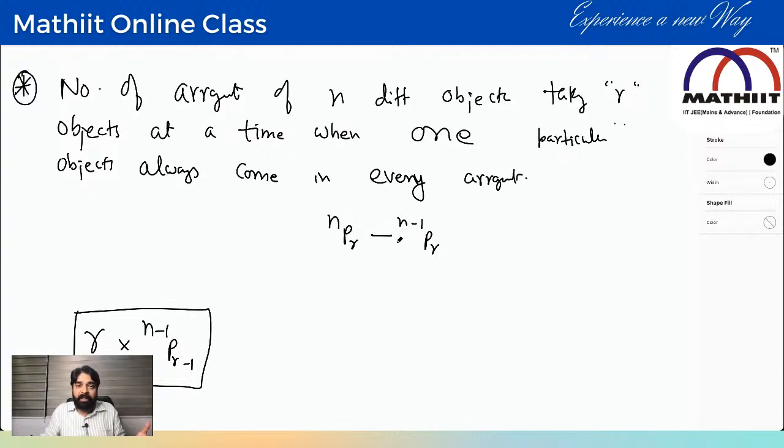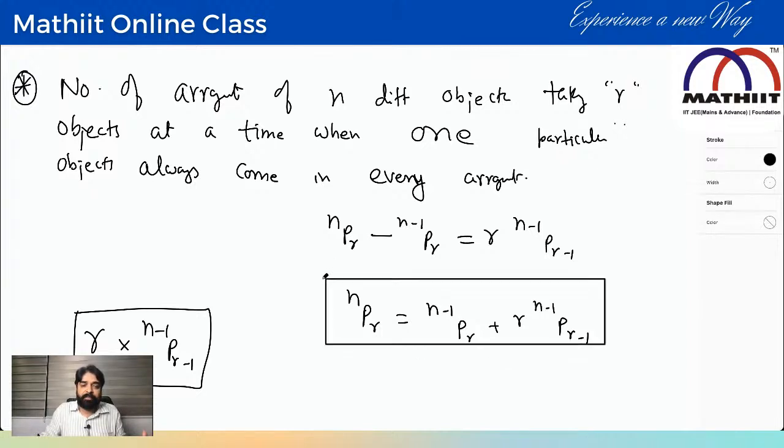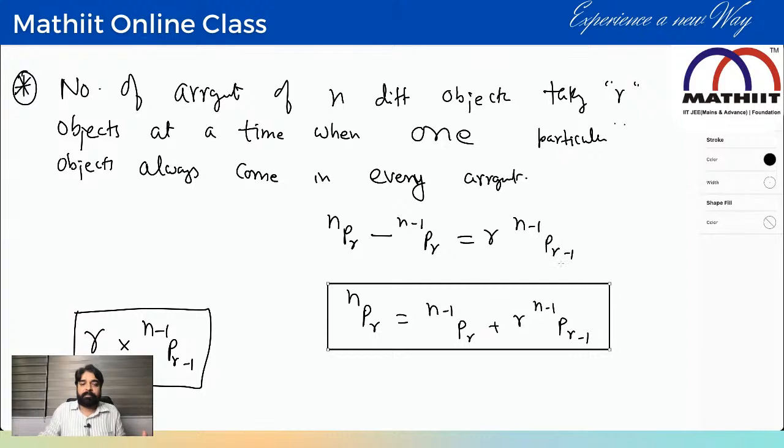They both will be the same thing. Answer cannot be different. So this will be 100% sure equal to R into n minus 1 P r minus 1. And this gives us one identity: nPr always equals n minus 1 P r plus R into n minus 1 P r minus 1. This is one of the identities which we can use. nPr always equals n minus 1 P r plus R into n minus 1 P r minus 1.